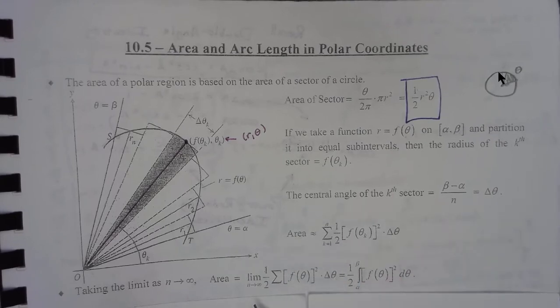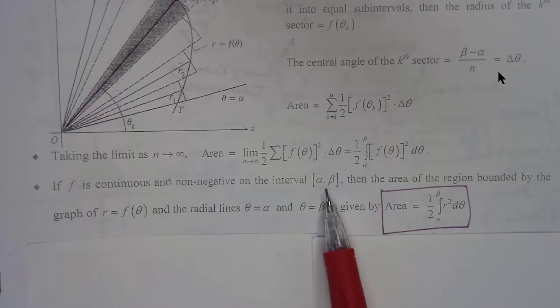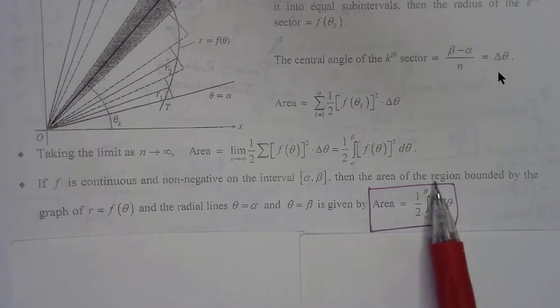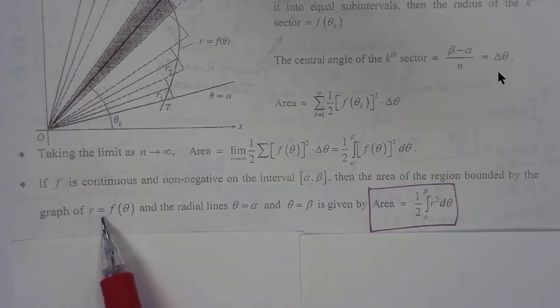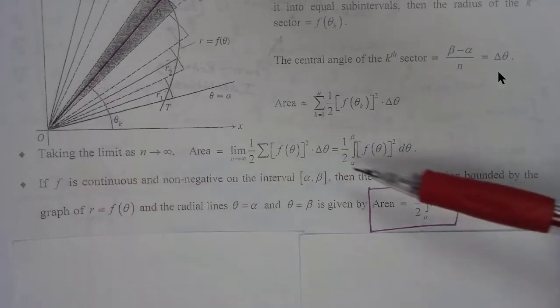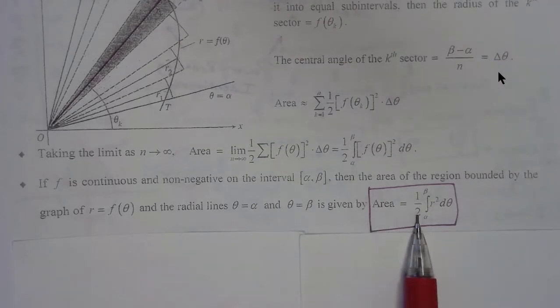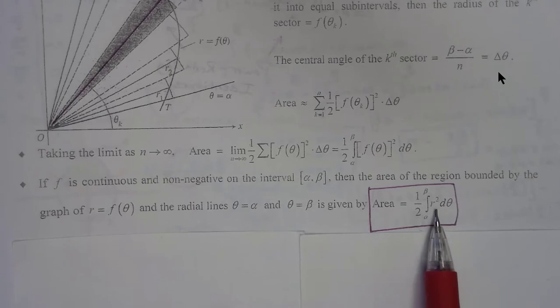This is a Riemann sum. And this Riemann sum, as the number of divisions goes to infinity, becomes this nice little integral. If f is continuous and non-negative on our interval from alpha to beta, then the area of the region bounded by the graph of r equals f of theta, my polar curve, and the radial lines theta equals alpha to beta, is given by the area 1/2 integral alpha to beta r squared d theta.